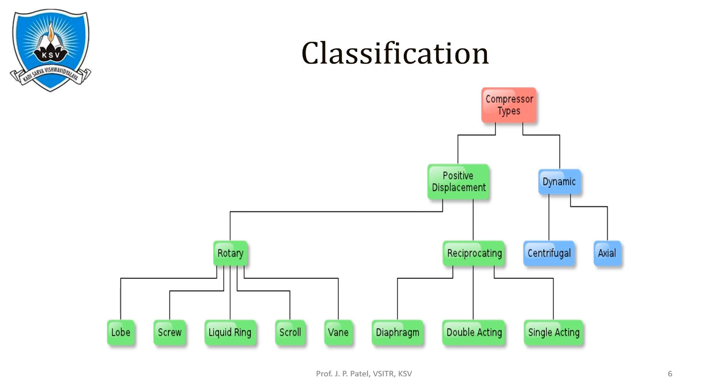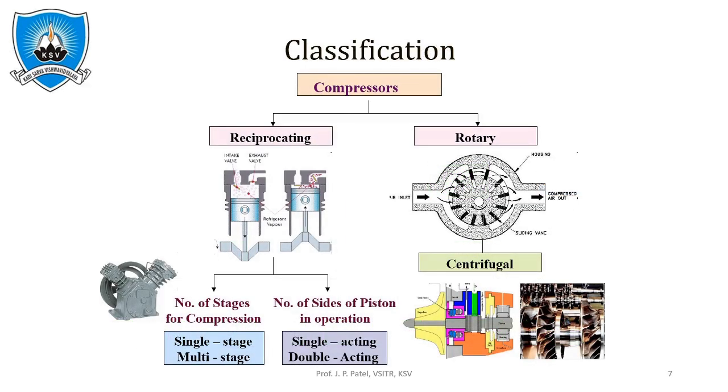Dynamic compressors are classified further in a two-way: centrifugal compressor and axial compressor. In this slide, the classification of compressors as reciprocating and rotary is shown in pictorial view. In today's discussion, we are going to discuss the single stage, single acting, reciprocating compressor.